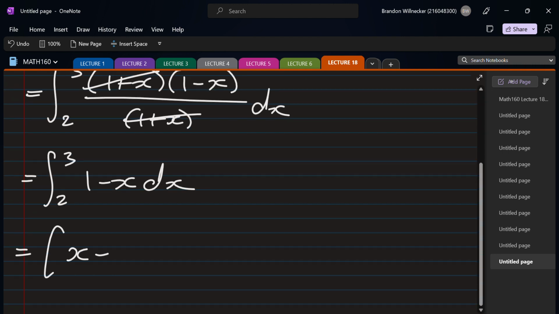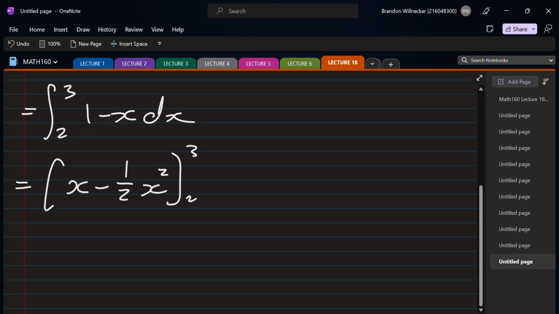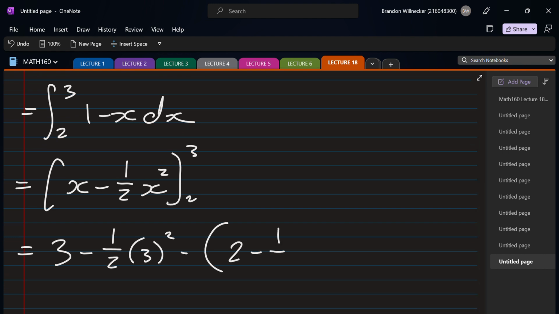So this is going to be x minus 1/2 x squared from 2 to 3. Substitute the top. So 3 minus 1/2 3 squared. Substitute the bottom, 2 minus 1/2 2 squared. Okay, and then you can simplify that. Okay, so key thing to take away here, if you can factor something, do it.